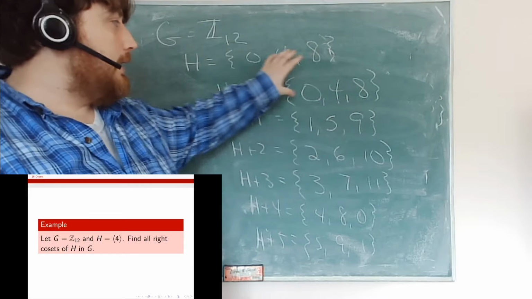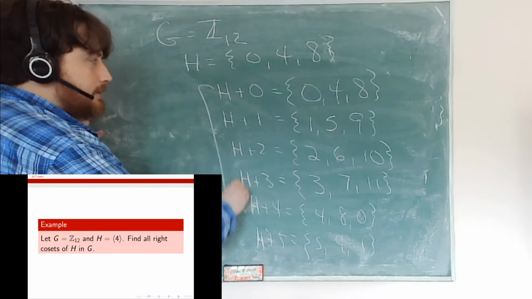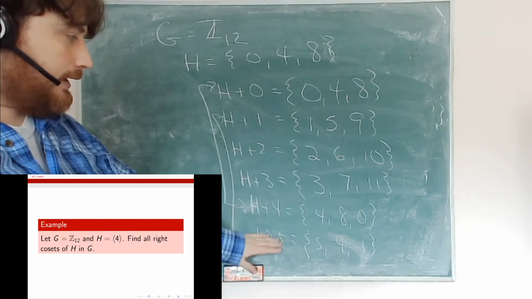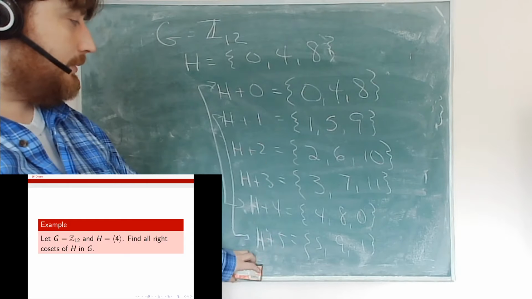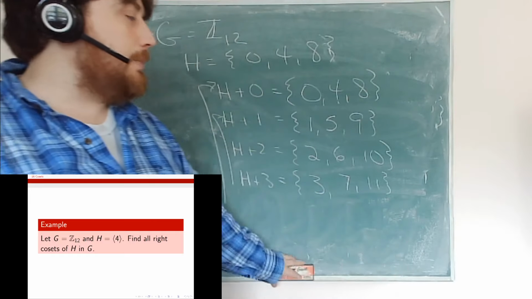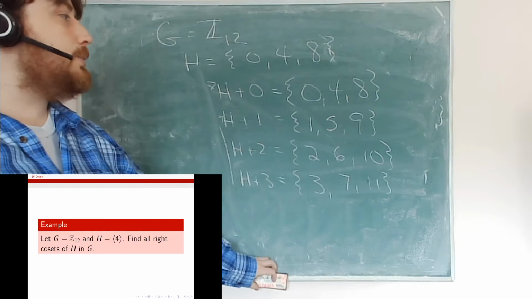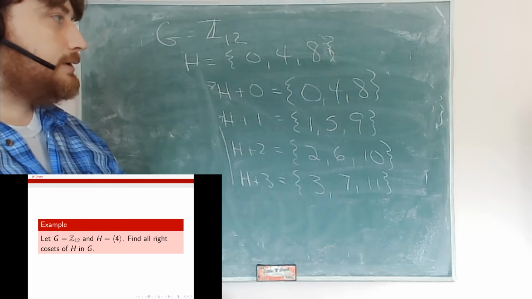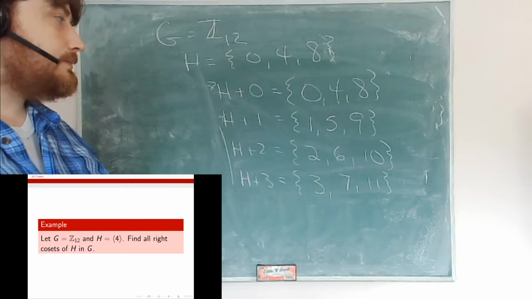So 0, 4, 8 is the same as 4, 8, 0. So these two are actually the same set, and these two are actually the same set. And if we find H plus 6, that's just going to be H plus 2. H plus 7 is just H plus 3. So if we find H plus 0, H plus 1, H plus 2, and H plus 3, we have found all right cosets of H within Z12. So we're going to have 4 distinct right cosets, each one consisting of 3 elements.